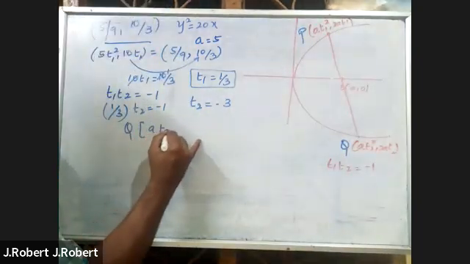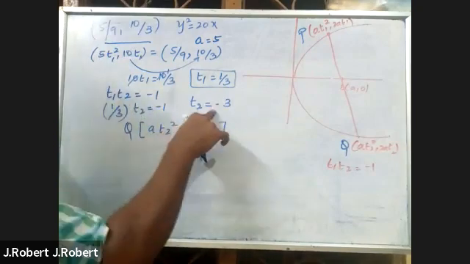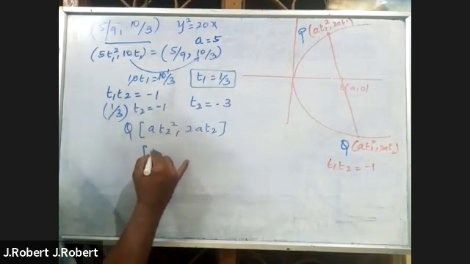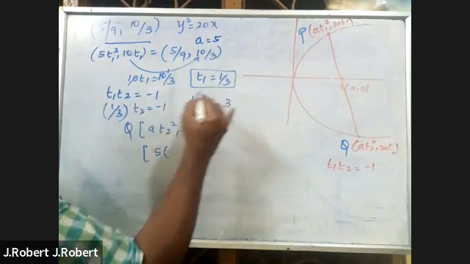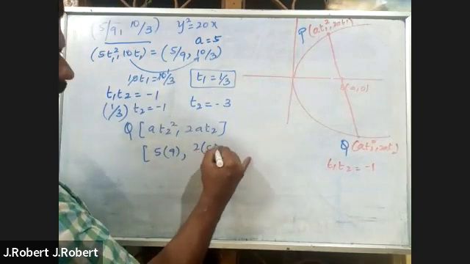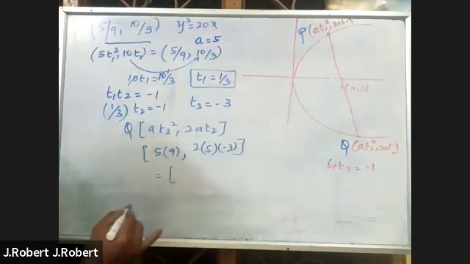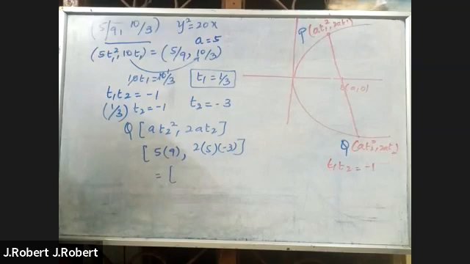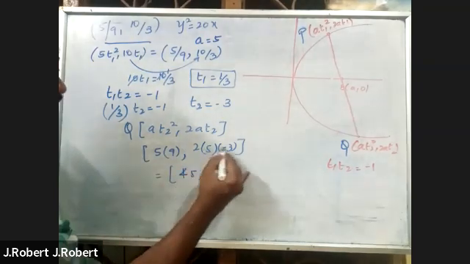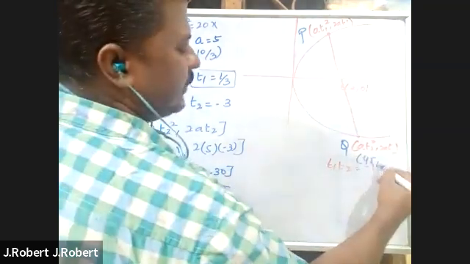Q is called AT2 square, 2AT2. We know the value of A. We have found out the value of T2. Therefore, A is 5 into T2 square, minus 3 square, which is equals to 9. 2 into A, which is equals to 5. T2 is -3. Therefore, the other point is 5 9s are 45. So we can write this as 5 9s are 45, 5 2s are 10, 10 into -3, -30. Therefore, the other point is 45, -30.